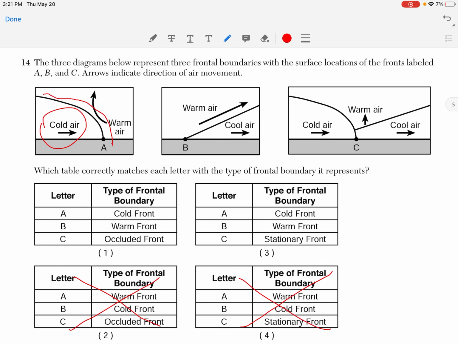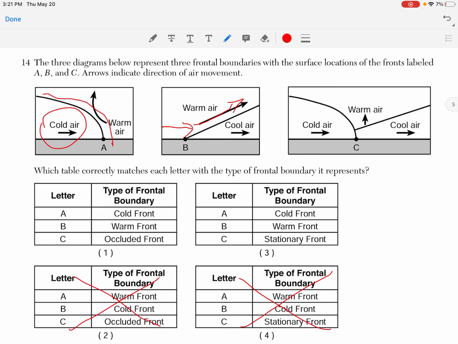And then let's see what about letter B here. We have warm air moving in and going up over top of the cold air. And so that would make sense that that's a warm front because you have warm air moving in. And therefore the answer is still either 1 or 3. It doesn't really tell us because both of those have warm front for letter B. So we have to look at letter C.